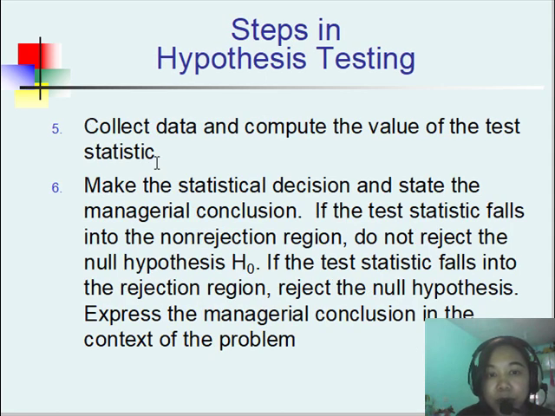Then the fifth step is to collect data and compute the value of the test statistic. Compute the value of your z if it is a z-test. Compute the value of your t if it is a t-test. Then the last step is to make the statistical decision and state the managerial conclusion. If the test statistic falls into the non-rejection region, do not reject your null hypothesis. If it falls into the rejection region, then reject the null hypothesis. And then you express your conclusion. Of course, it is always in the context of the problem.